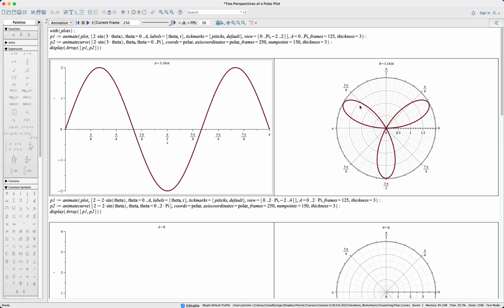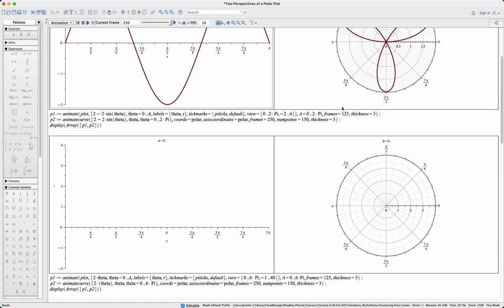So when you look at these two plots, if I took everything away and just showed you these two pictures, you wouldn't guess that it's the same equation, right? But it's the same equation. What's different is the coordinate system. All right, so what's the next one?